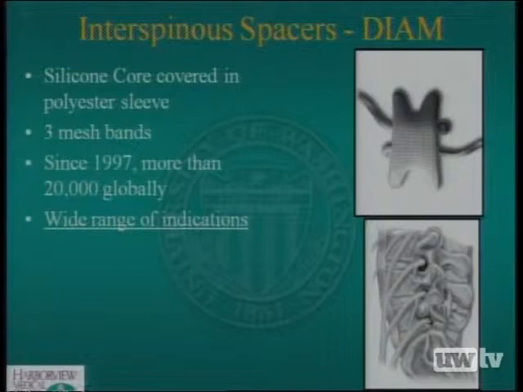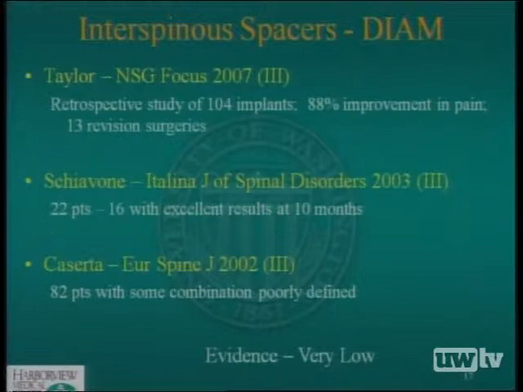We have the DIAM. Again, the thing that complicates this one is a wide range of indications: back pain, spondylolisthesis, stenosis. And so I think it muddies the data when you're trying to make heads or tails out of the conclusions. These are the main studies. At best, we have grade 3 studies, all retrospective, most of them small with the exception of the study by Taylor, 88% improvement in pain. And again, this is looking at back pain, so this is not indicated for stenosis, not indicated for spondylolisthesis.